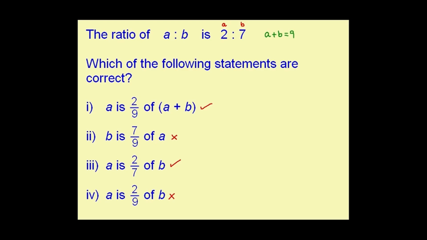Here are the answers. You'll see that we've got 2 correct statements this time. For this first one, we needed to work out what a plus b was, and a plus b is 9. Now, is a, which is 2, 2/9 of 9? Yes, it is, so the first one's correct. And this one is also correct.